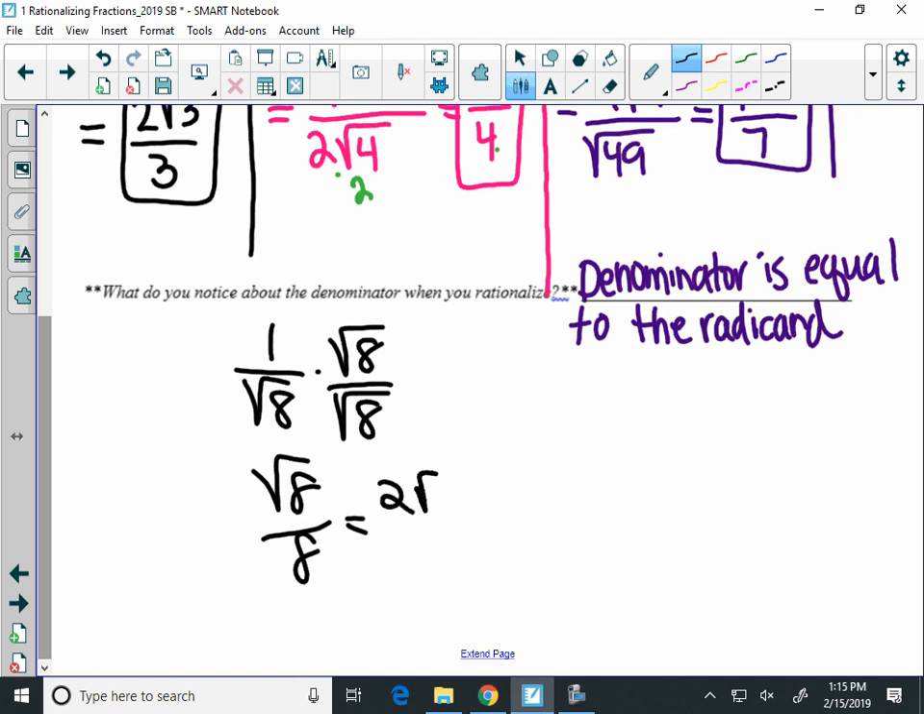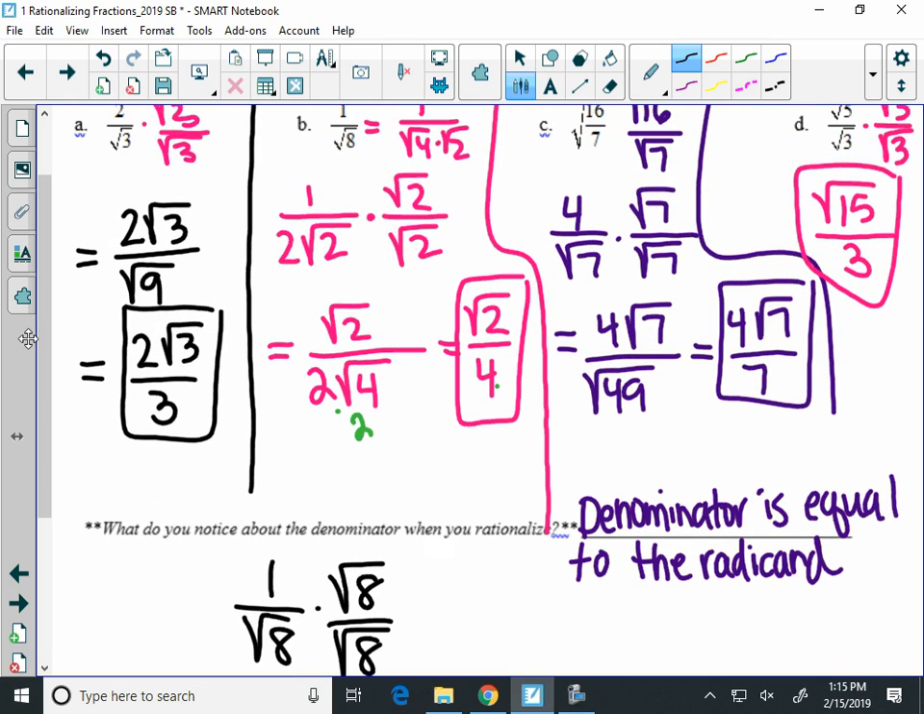Which is 2 radical 2 over 8, which still breaks down to be radical 2 over 4. So really what we did, now let's go back to that trick here. What I really did here, I simplified the original, right here. So since I'm multiplying by radical 2 over radical 2, I could have done a shortcut.